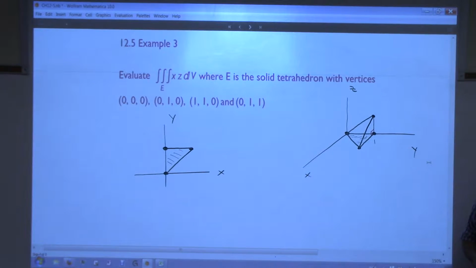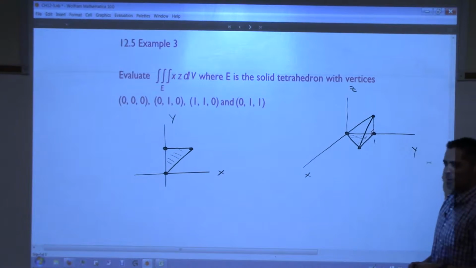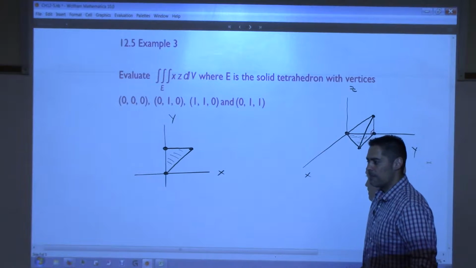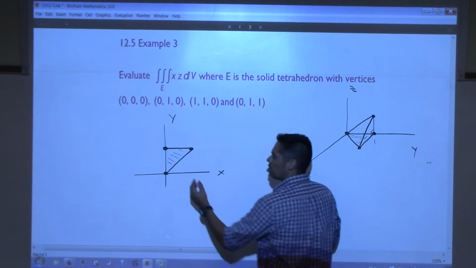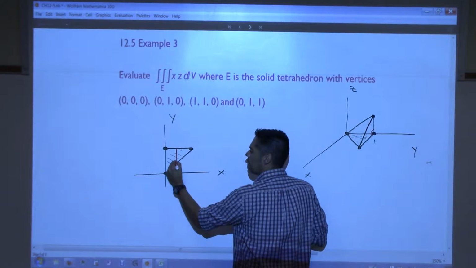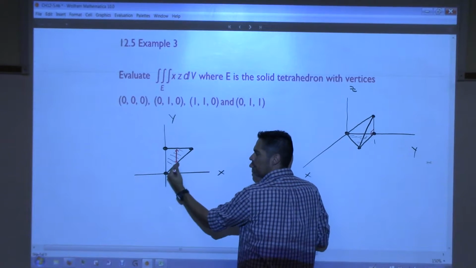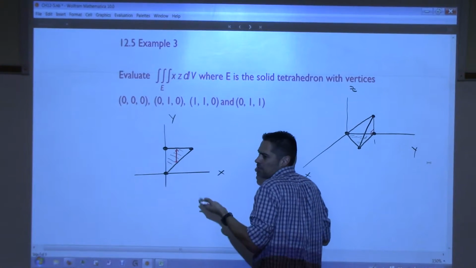Is that shadow or projection onto the ground a type 1 or a type 2? Or both? It's both. It's either one, right? It's your choice. See, if I draw a vertical, like this, and imagine moving this left and right, the top and the bottom curves are always the same. So it's a type 1.